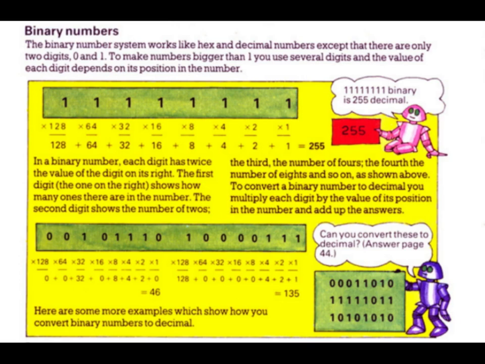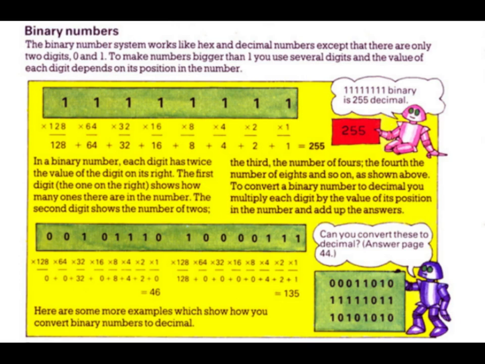And as it explains here, in a binary number, each digit has twice the value of the digit on its right. That's the exponent, as we mentioned. And the first digit shows how many 1s there are in the number, the second the number of 2s, then 4s and 8s as shown. So to convert a binary number into decimal, you simply have to understand that principle.